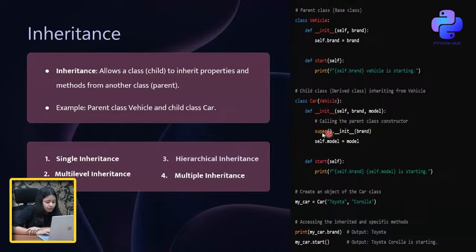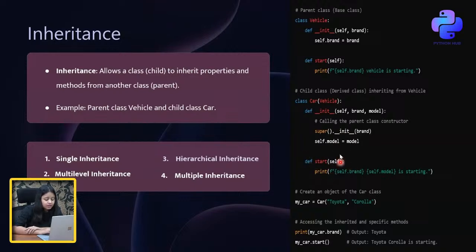Now we have to call the parent class over here in the child. For that, I'm going to use the super method: super dot double underscore init, and then I'm passing brand. What it is doing is calling the parent class constructor, ensuring that the brand attribute is initialized. In short, the super method is just transferring all the properties from a parent class to the child class. Easy?